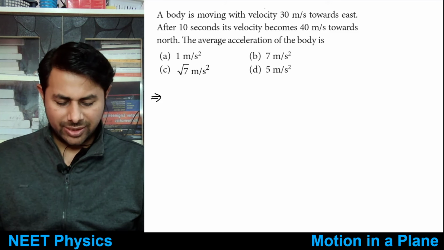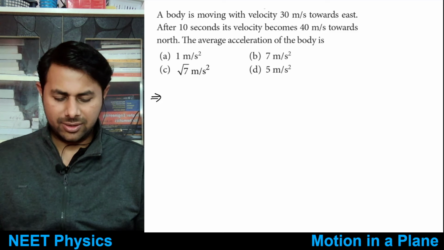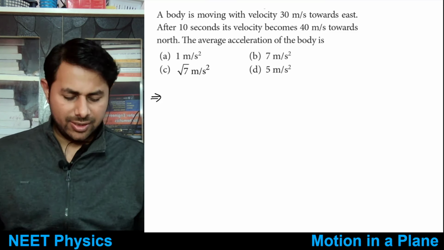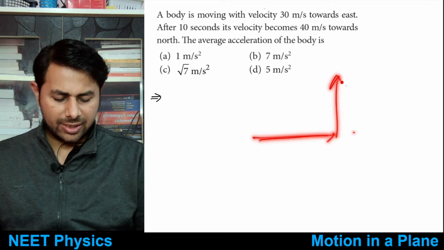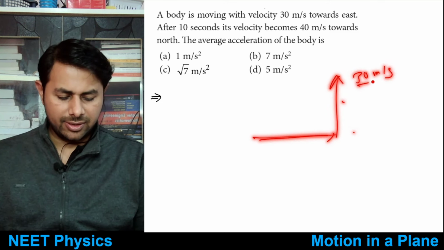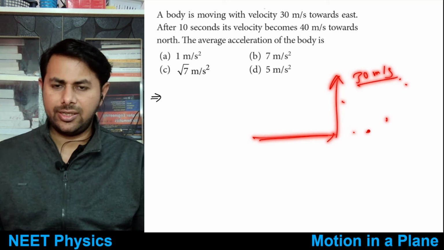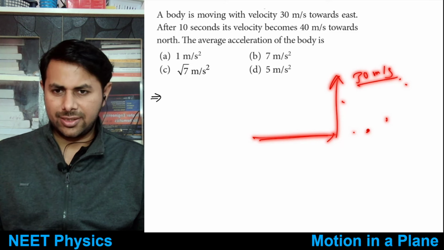Body is moving towards east, 30 meters per second. And then, okay, let me ask this question. Body moves towards east, 30 meters per second is the velocity. Then it takes a turn and starts moving towards north, 30 meters per second. Okay, the magnitude of velocity does not change. Is there any acceleration? Is there any acceleration?